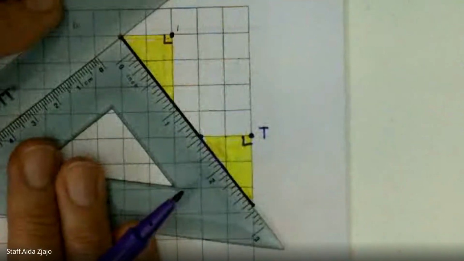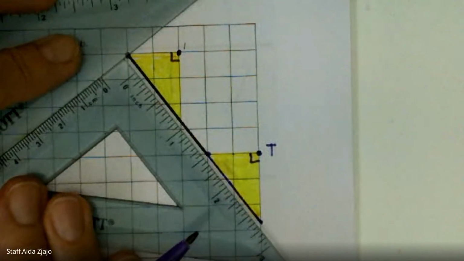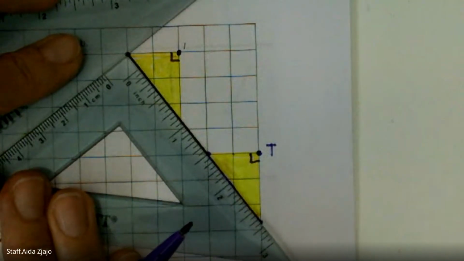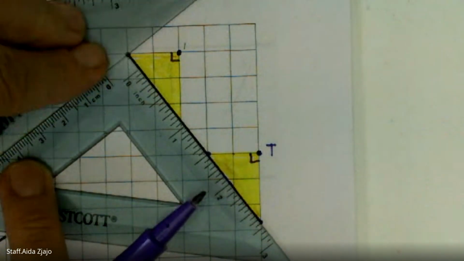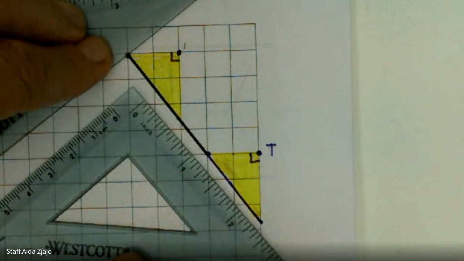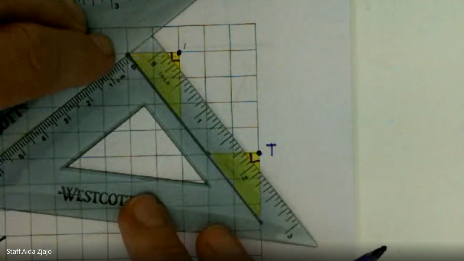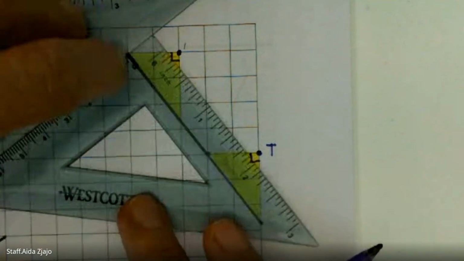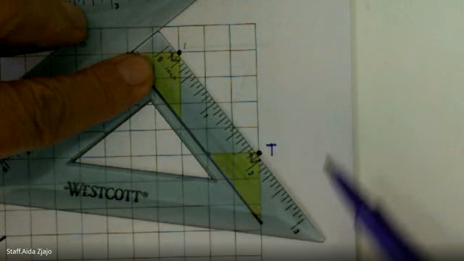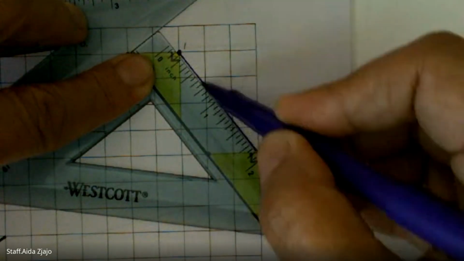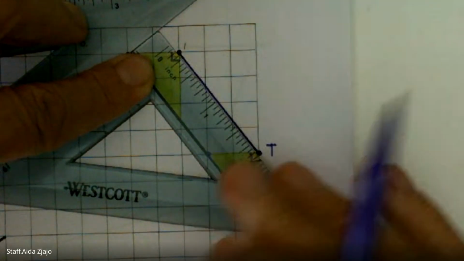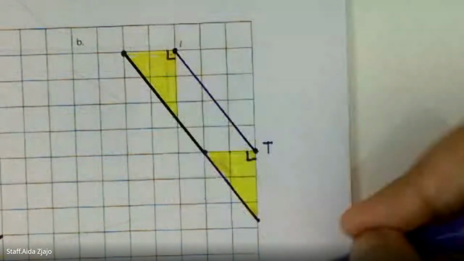Look, if I have my ruler that is parallel to the given line segment, and I make the other triangle perpendicular, hold on too strongly, and just slide down. Look, it will be perfect. So this is parallel line segment LT to this one.